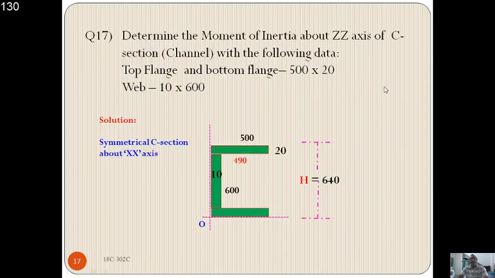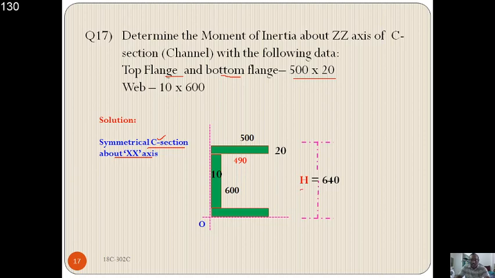With that prior knowledge, let's solve this problem. Determine the moment of inertia about the z axis of a C section with the following data. The top and bottom flanges are 500 by 20, and the web is 10 by 600. A symmetrical C section about the x axis is possible when the top and bottom flanges are equal.